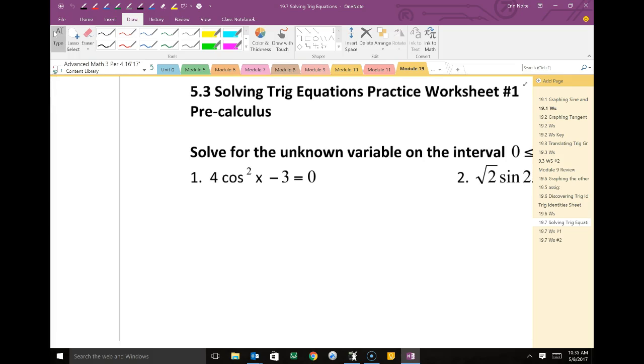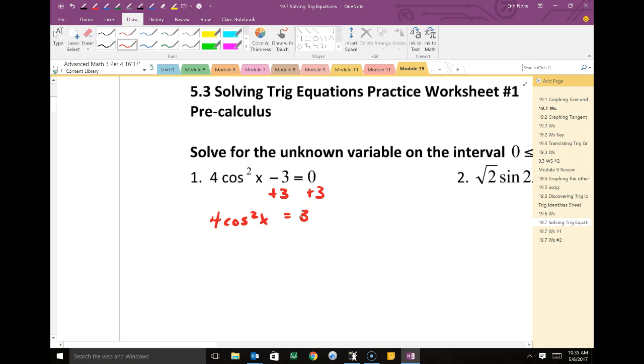Okay, so we have 4 cosine squared of x minus 3 equals 0. So when you are solving trig equations, your goal here is basically to isolate the trig piece. So in this case, we're working with cosine. So how would you isolate the cosine? Almost. There's one thing I would do first. Add 3 first. Okay, so we basically are just trying to get cosine by itself. So we'd have 4 cosine squared is equal to 3.